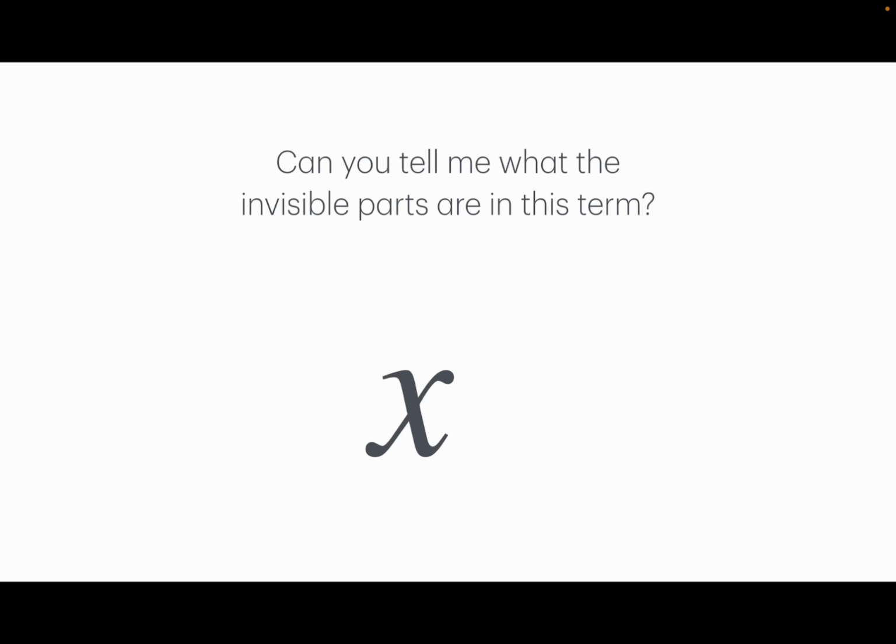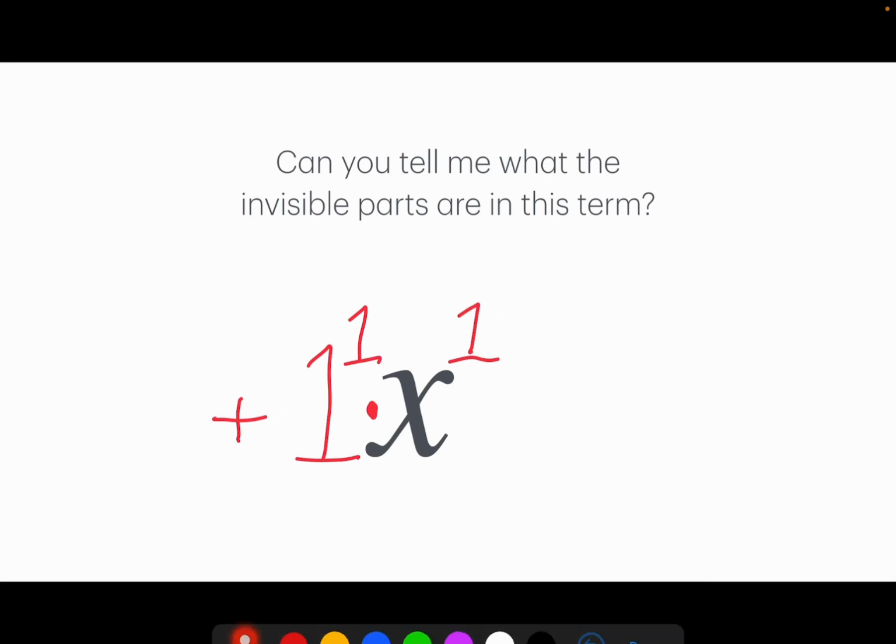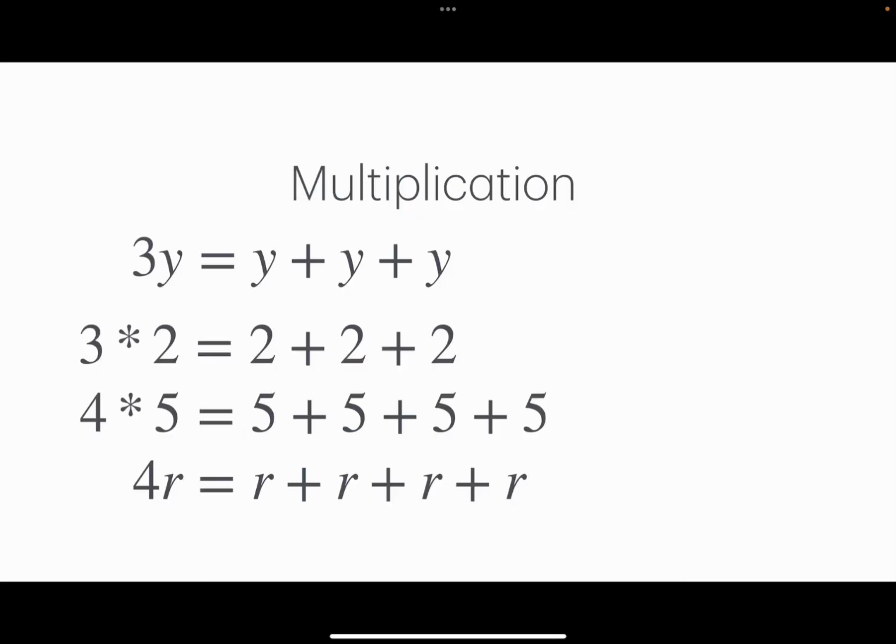So here is a term. Can you tell me what the invisible parts of this term are? All right, let's look at it. Is that what you wanted to write? As we can see, there are a lot of different parts here. We've got the sign, we've got a coefficient, we've got two exponents, and we even have a multiplication sign. So let's go ahead and go through this.